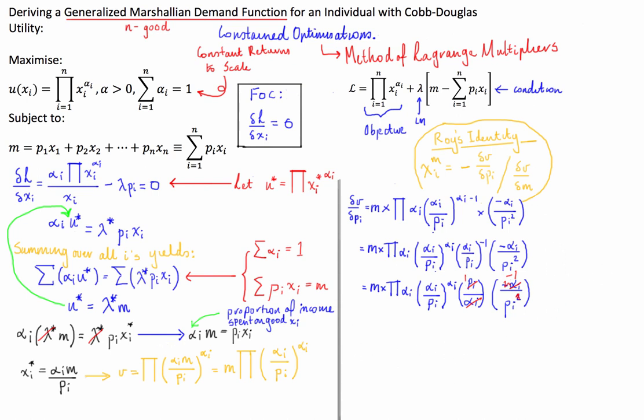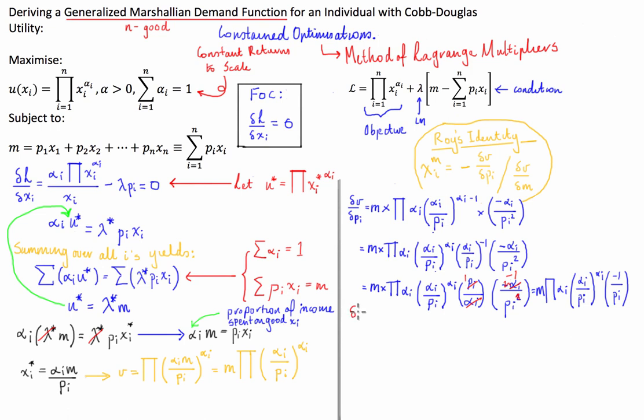And that means that it is going to leave us with m times the operator, alpha I times alpha I over price I to the power of alpha I, multiplied by negative 1 divided by price of I. Great. Okay, so following that, we're going to have to find our other partial derivative, which is infinitely easier to find, and that is our partial derivative of indirect utility with respect to our income. So let's have a look.